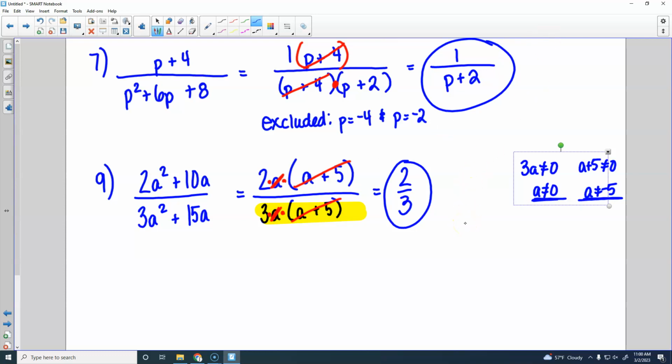Okay, questions? All right, let's flip over to the back side and do some of the ones that are a little bit tougher. Let's look at number 15. No, let's do 16 instead.